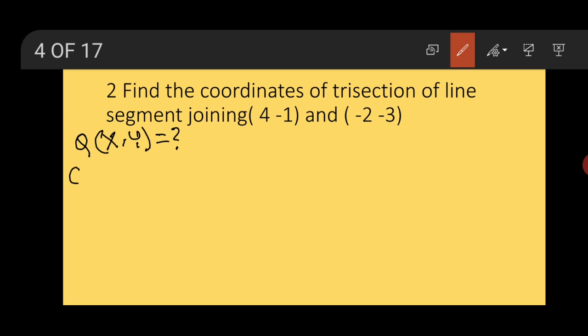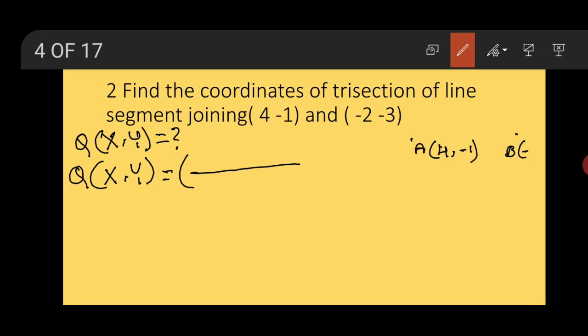Therefore Q is (X, Y). Use the same formula. What is the section formula? Use it. I will write directly.